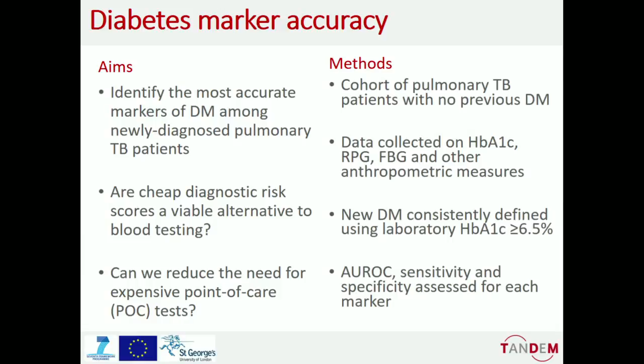So to do this, we have a cohort of newly diagnosed pulmonary TB patients. Those with a previous diabetes diagnosis are excluded from this analysis. Among these individuals, we've collected data on HbA1c, random plasma glucose, fasting blood glucose, and a host of other anthropometric measurements. Throughout, we consistently define new diabetes using gold standard laboratory HbA1c, using the standard cut point of 6.5%. This gold standard was attained using a step one accredited laboratory, and in all cases, this was not the local lab. The diagnostic accuracy of the other diabetes markers was then assessed using area under the ROC curve and sensitivity and specificity.